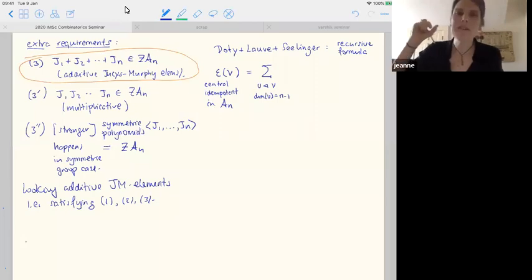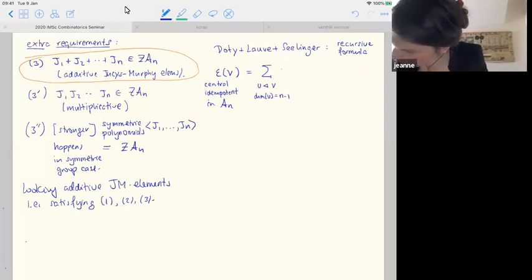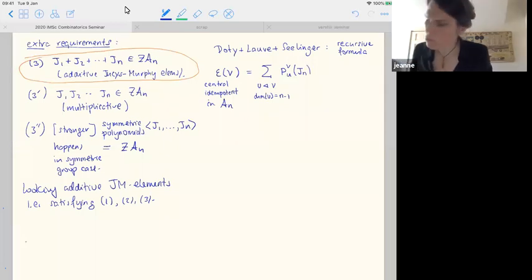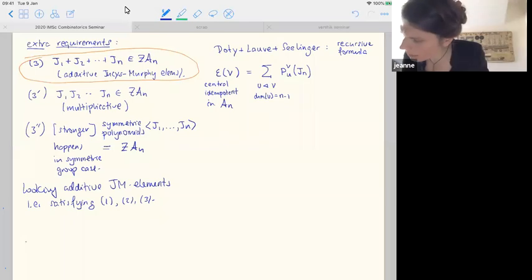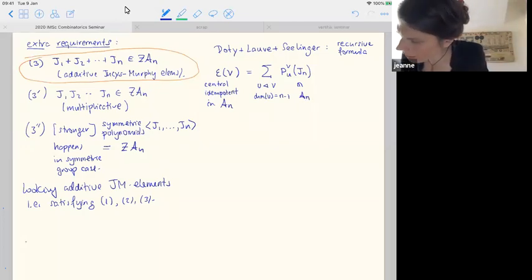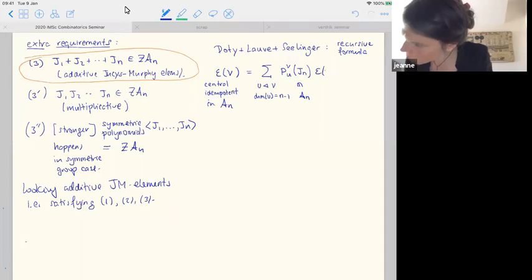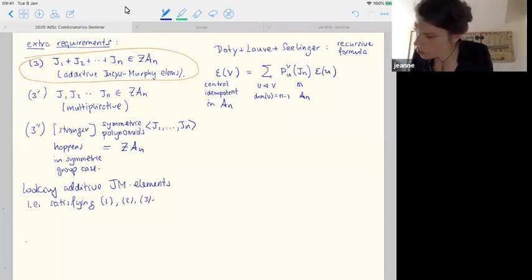In other words, the things that V covers in the branching poset. And then for each of these, there will be a polynomial P_{V,U} of the Jucys-Murphy element, the nth Jucys-Murphy element. This is some element in the algebra, and it will be multiplied against the central idempotent associated to U, which is one level lower. So this is a completely general formula.